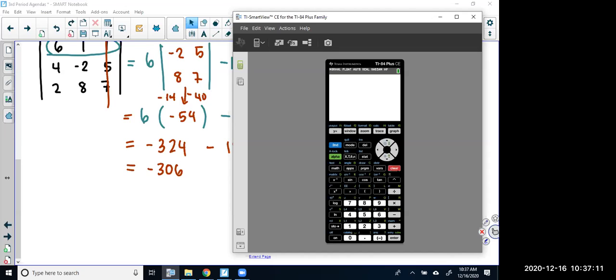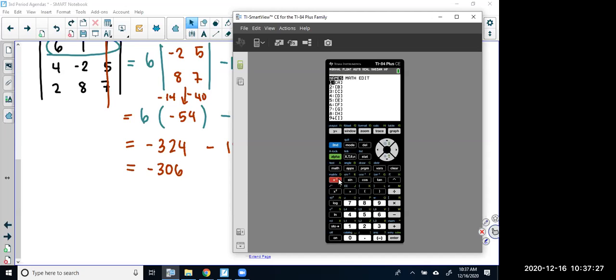Okay, so notice there's a little button that says matrix. It's blue, the fourth one down. So in blue letters it says matrix. You have to hit the blue button and then hit matrix. Now we want to make one of these matrices.